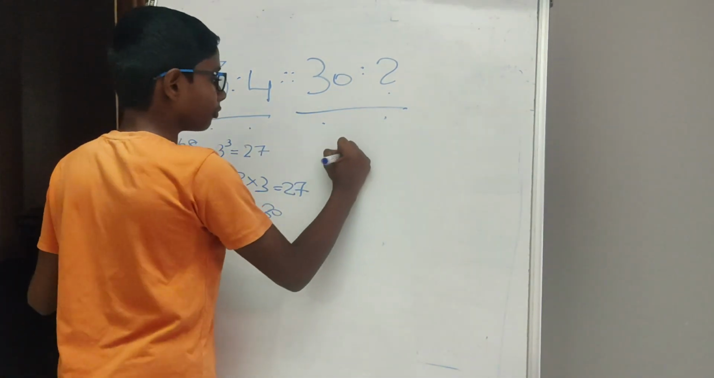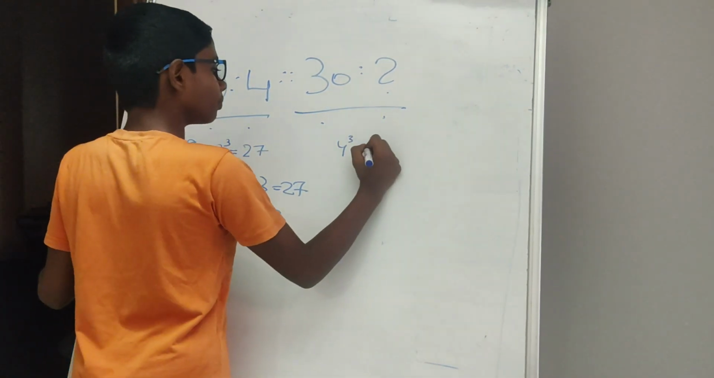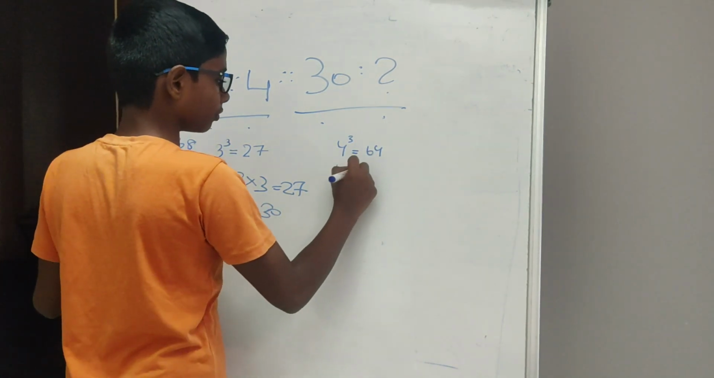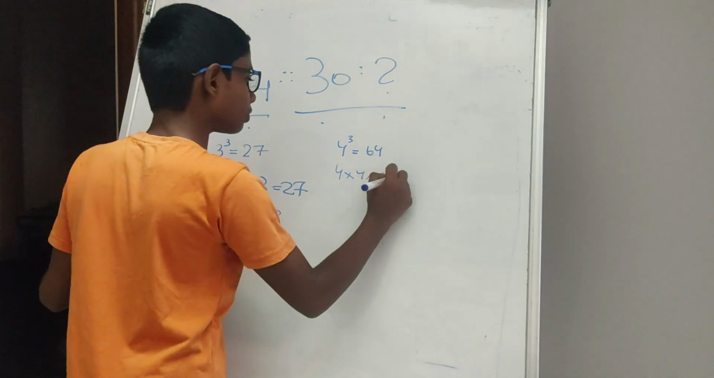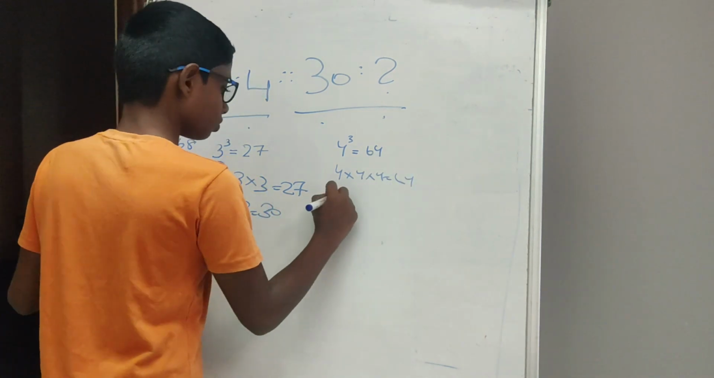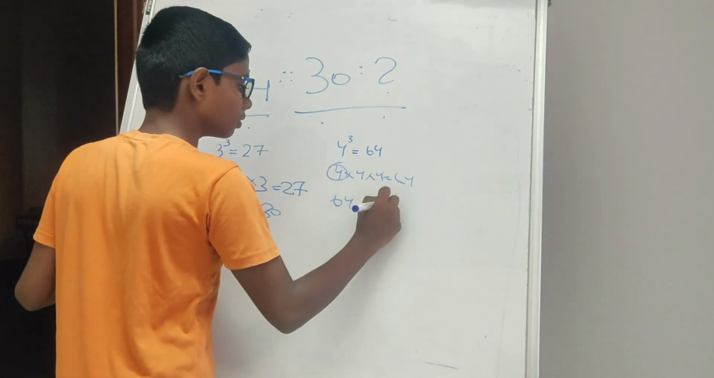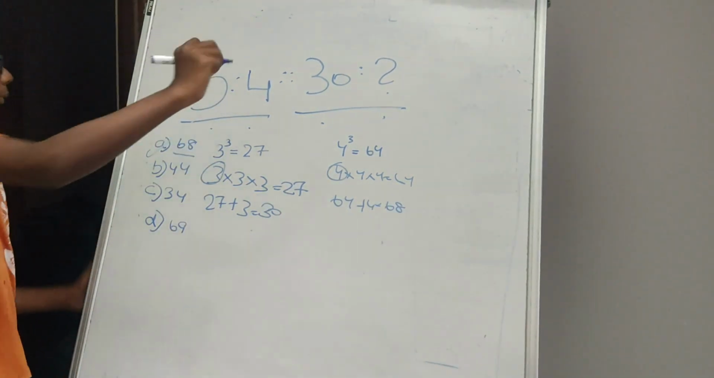Now we have 4 cube. So 4 cube is equal to 64, which is basically 4 into 4 into 4 is equal to 64. So 64 plus the number 4 is equal to 68, and here we got it.